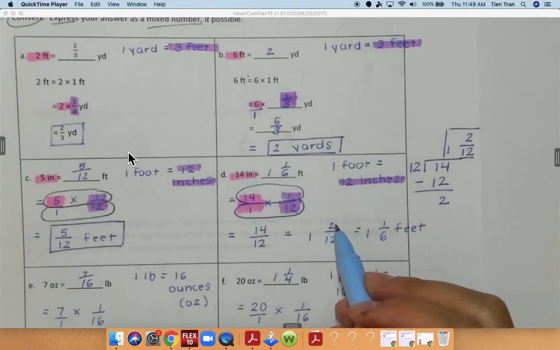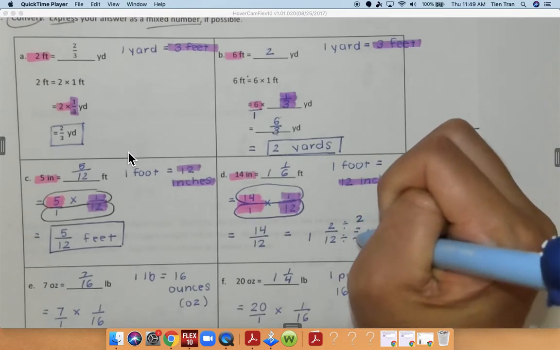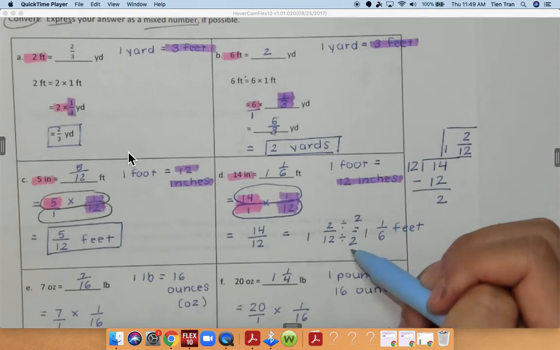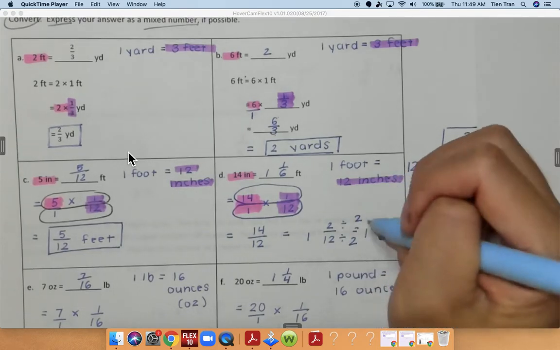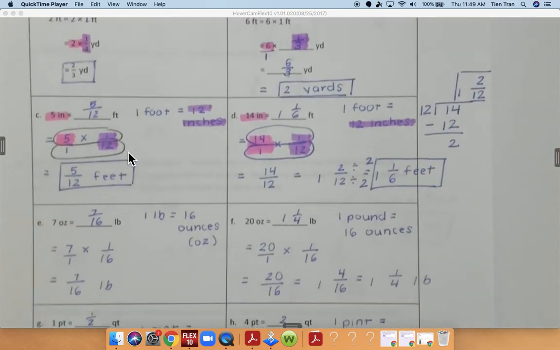Now, I notice that I can divide the top number and the bottom number by 2. And 2 divided by 2 is equal to 1, and 12 divided by 2 is equal to 6. So my final answer is 1 1/6 feet.